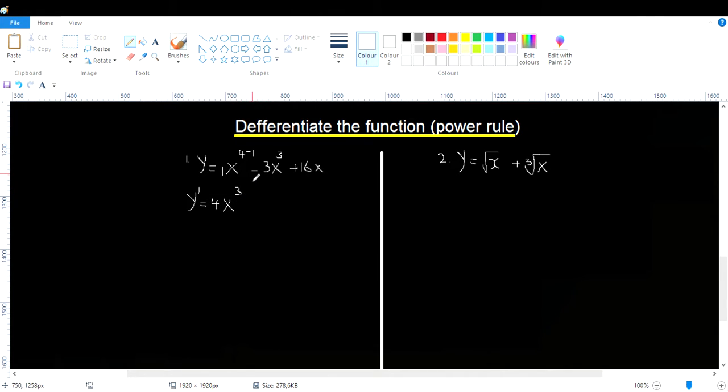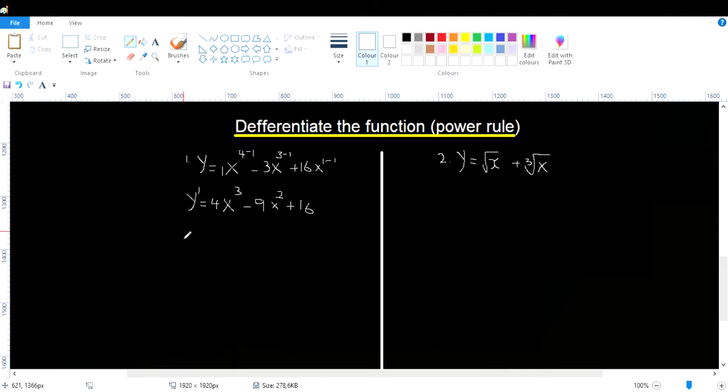Then here we have coefficient minus 3 times 3 is minus 9, minus 1 here. Answer is x squared. Plus here we have x to the power 1, so it's 1 times 16, which is equal to 16, minus 1. Any number to the power 1 is equal to 1, so 1 times 16 is equal to 16. So this one is the first derivative.